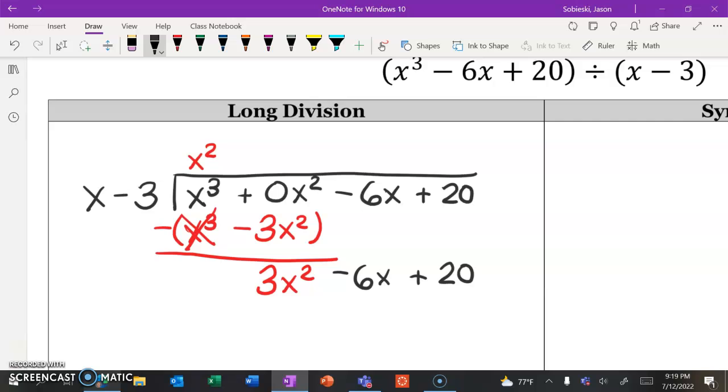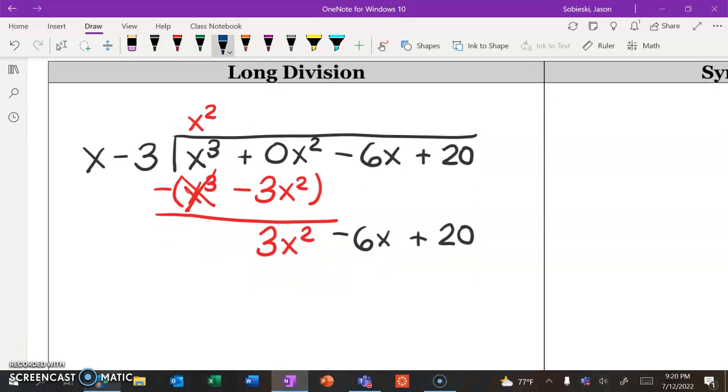Now I'm going to switch to another color. Okay, we'll go with blue. So next, we have to think, x times what will get us 3x squared? Hopefully you're thinking x times positive 3x will get us the 3x squared. Okay, so now we need to, again, write our minus sign with parentheses, and we're going to multiply. So we have x times 3x will give us 3x squared. And lastly, negative 3 times 3x will give us negative 9x.